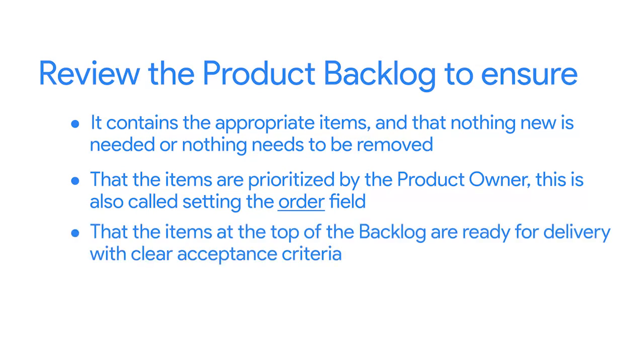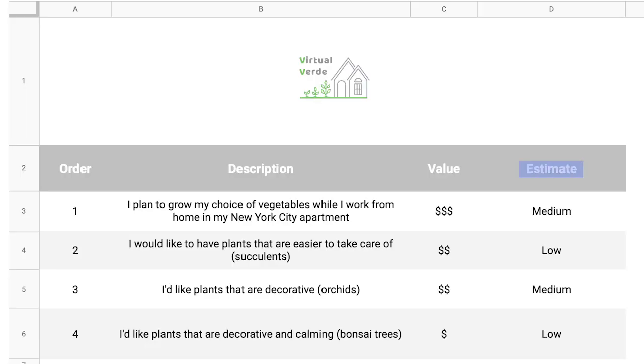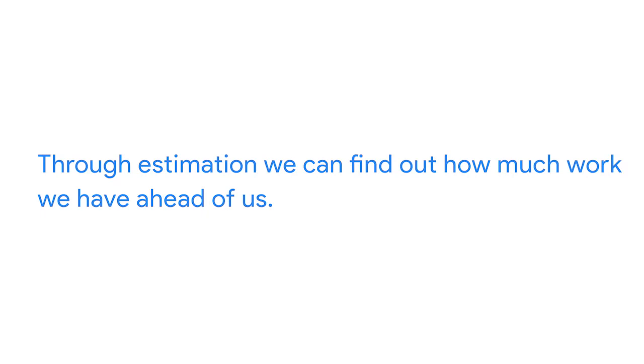That the items at the top of the backlog are ready for delivery with clear acceptance criteria, and that the backlog items include estimates or an informed assessment about how much work a particular backlog item will be. Let's discuss estimates, since they're crucial in backlog refinement. We add estimates to backlog items to inform our planning practices about how much effort it will be to finish each item or user story. Through estimation, we can find out how much work we have ahead of us.